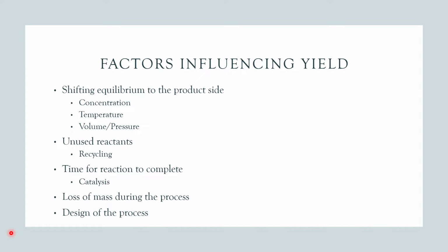So some things that we could consider to try and increase yield, maybe if we had an equilibrium, try and shift it towards the product side. And that could be done through concentration changes, temperature changes, and volume or pressure changes. We could also try and recover some of the unused reactants that were there in a process and recycle them again. That could increase the total yield that we have.